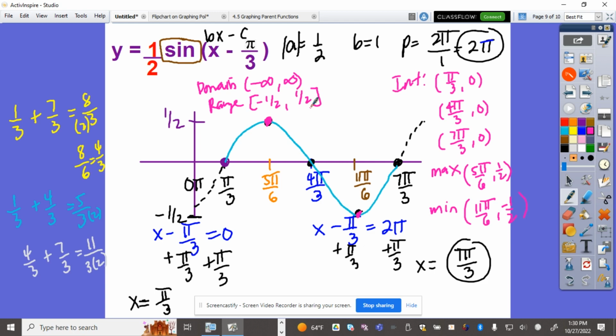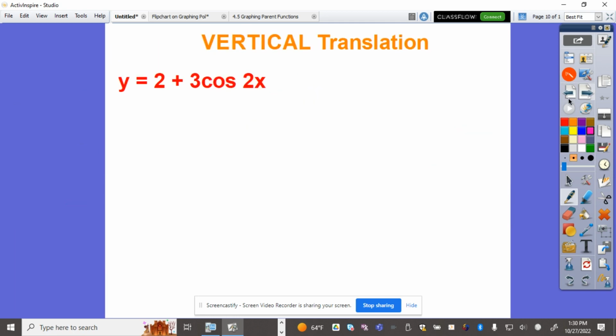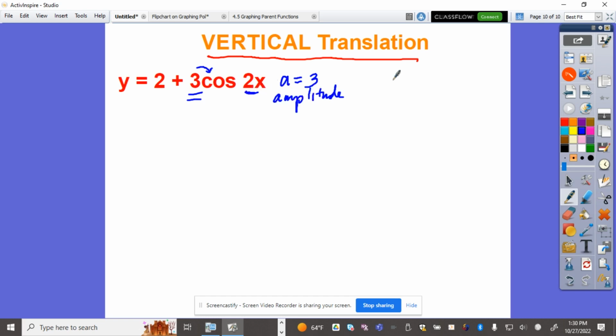Alrighty. And let's try our next example here. This time it shows a vertical translation. That means it could go up or it could go down. So here we can tell already that our amplitude is equal to 3. That number there, that one being multiplied to cosine, that's your amplitude. And the 2 here is your b. So b equals 2. Therefore, to find the period, 2 pi over 2, the answer is just pi. So that's our period.